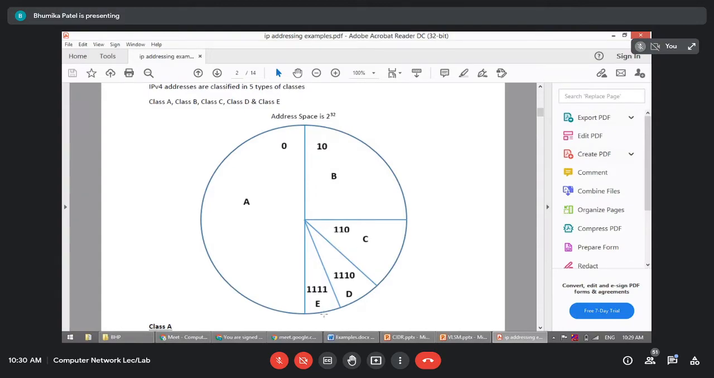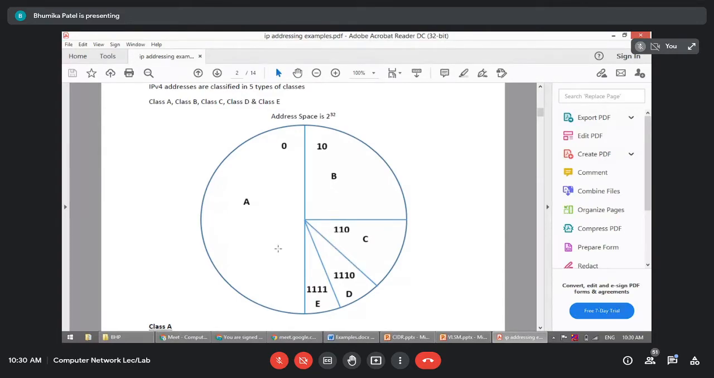In C, D and E, the first 2 bits will be 11 compulsory, because 10 we have already chosen for class B. Similarly, if I choose one more bit, then 110 for class C, then 111 for class D and E. Again, if I divide this 111 into two parts, then it will be 1110 and 1111. 1110 for D and 1111 for class E. So we are choosing bits for dividing the address space.